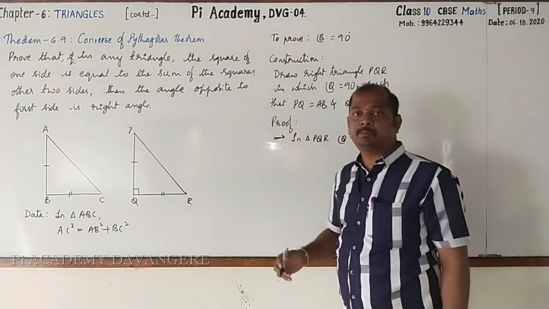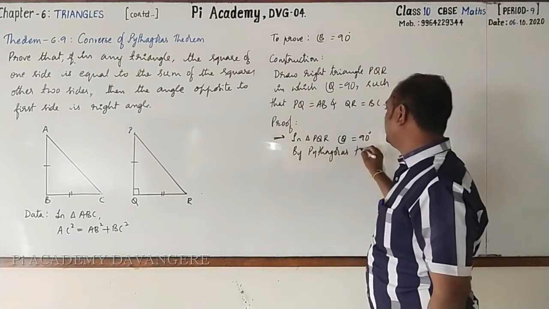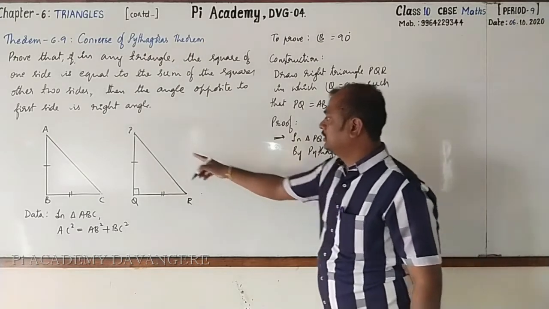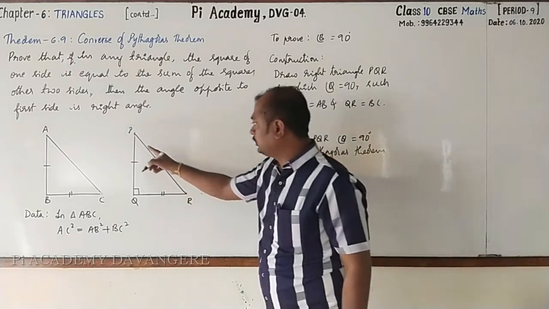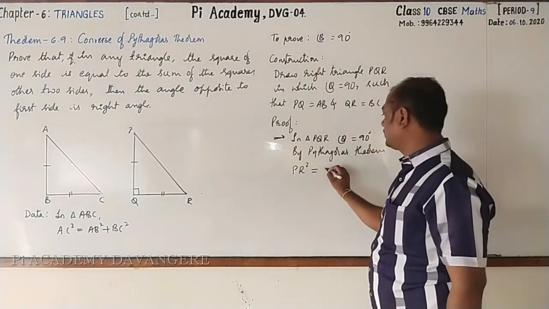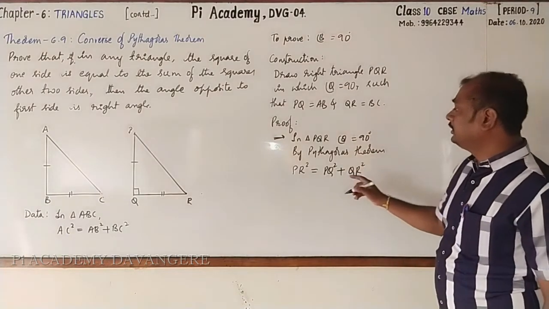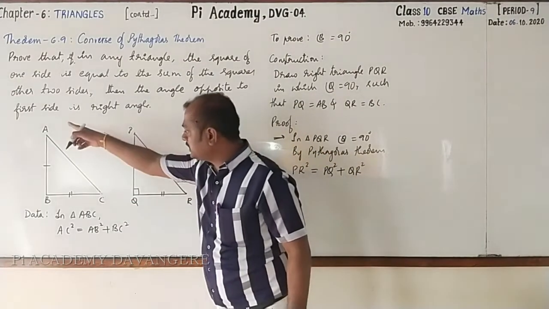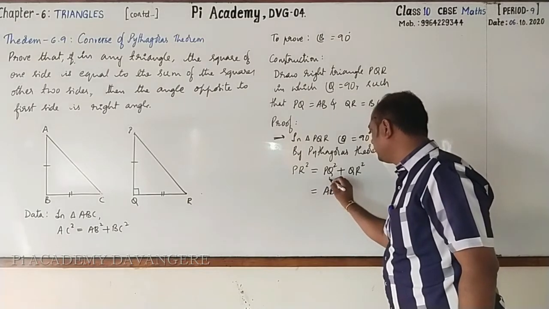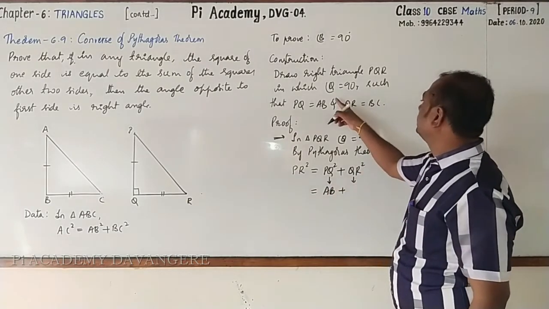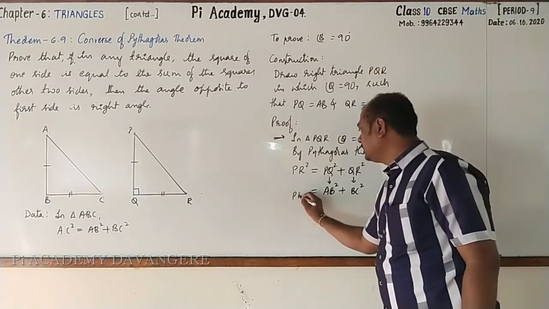Then which theorem can be applied? Very good, by Pythagoras theorem. By Pythagoras theorem, you can write the square of the hypotenuse, that is PR square, is equal to PQ square plus QR square. Next, what is PQ? PQ is nothing but AB. Then QR is BC. So we can write AB square plus BC square is equal to PR square.